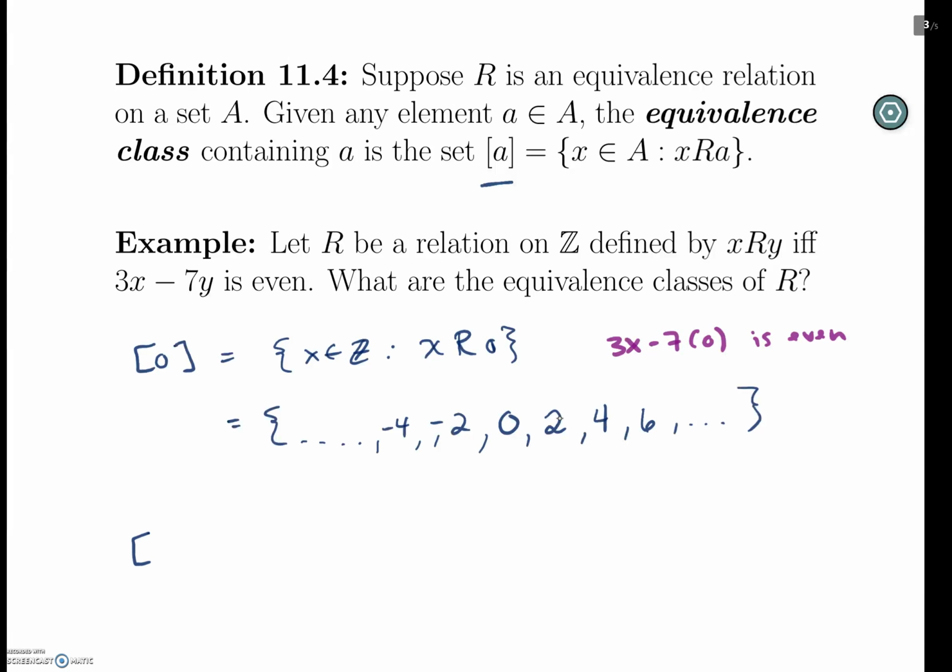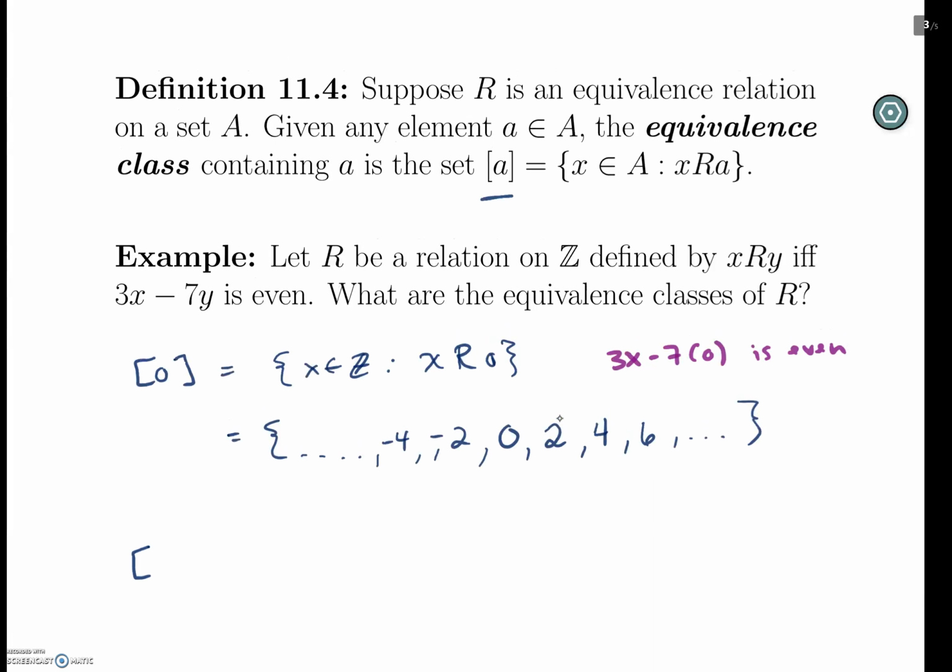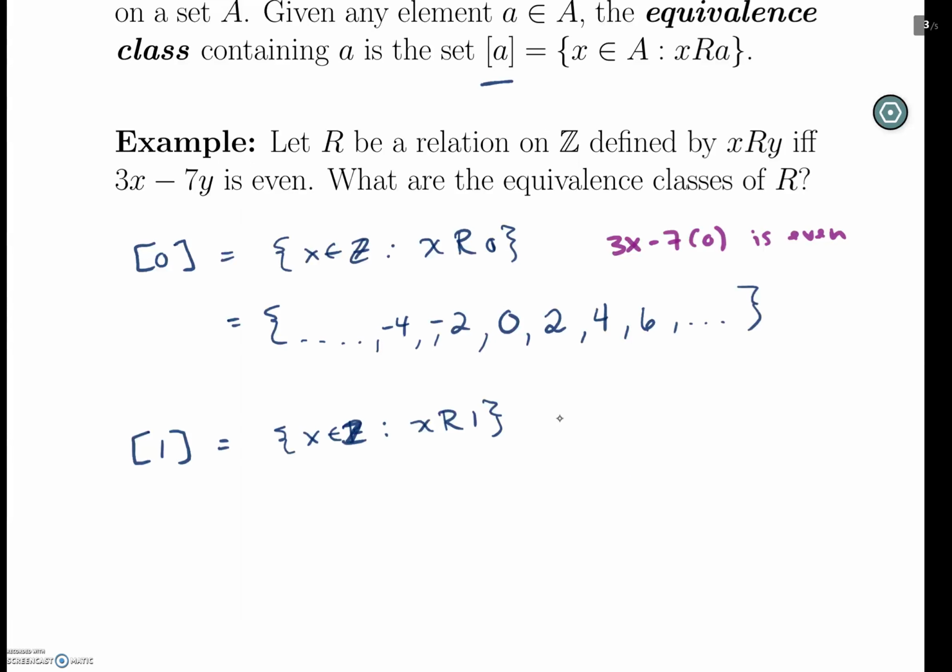Well, what's the next integer we can think of that didn't occur in the previous set? Well, how about 1? So again, I want all of the integers such that x is related to 1. So certainly 1 is in there. 2 was in the previous set, and in fact, let's pause a moment and remind ourselves, what is it that we're interested in?